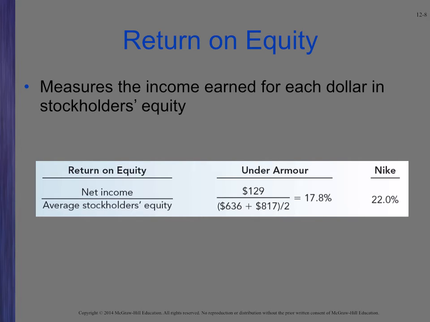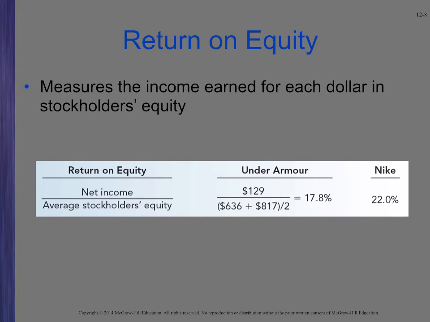The other most important indicator of profitability is the return on equity. It measures the income earned for each dollar in stockholders' equity. Return on equity relates net income to the investment made by owners of the business. The ratio is calculated by dividing net income by average stockholders' equity. Again, average stockholders' equity is calculated as beginning stockholders' equity plus ending stockholders' equity, divided by 2.